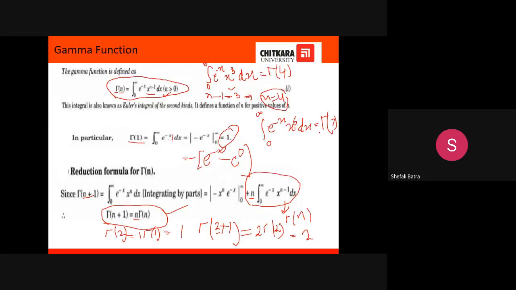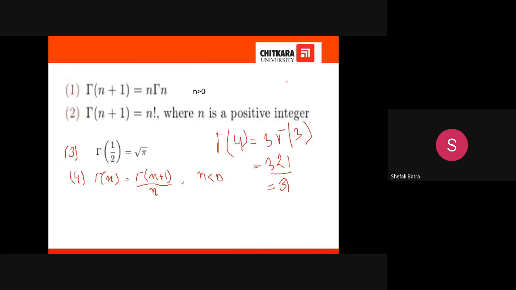So I have asked you the question, gamma 7. So what will be the answer? See, gamma n plus 1 is equal to n factorial. I have asked you gamma 7. So 7 can be broken as 6 plus 1. So what will be the answer? What is n, beta? N is what? 6, na?